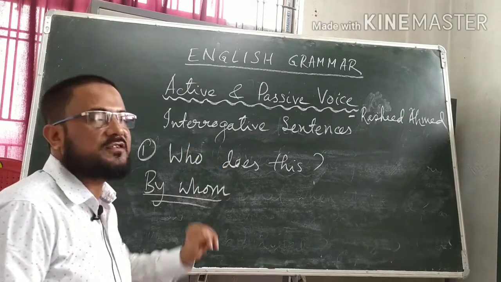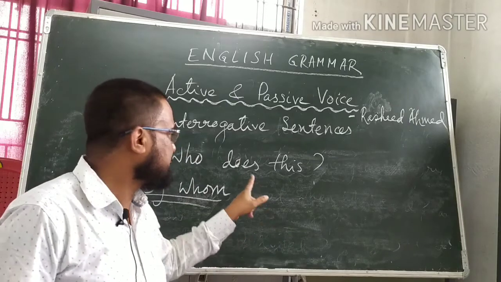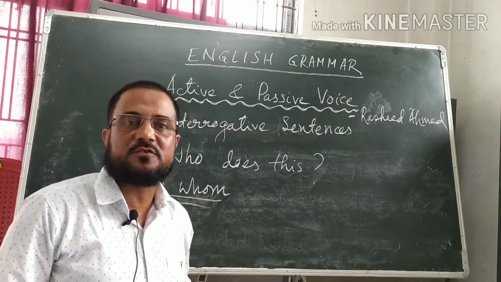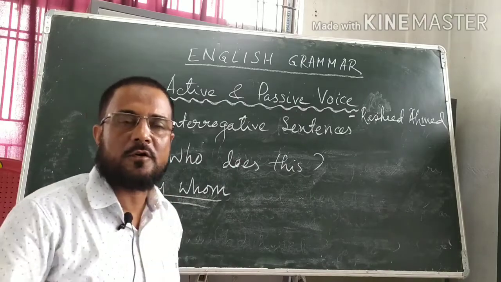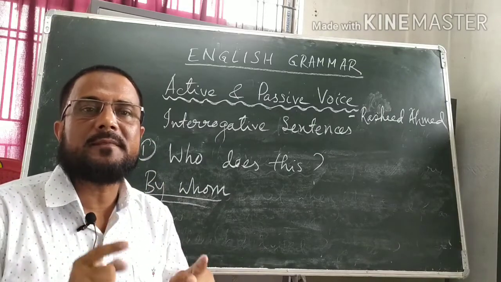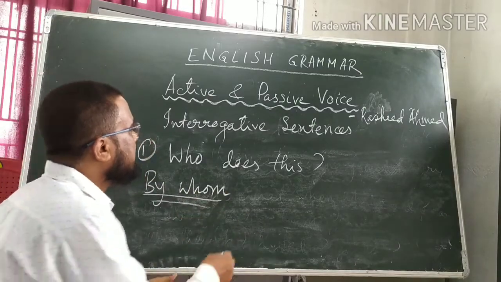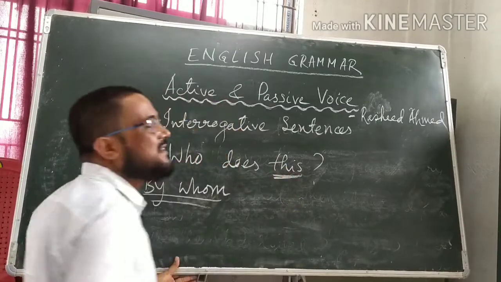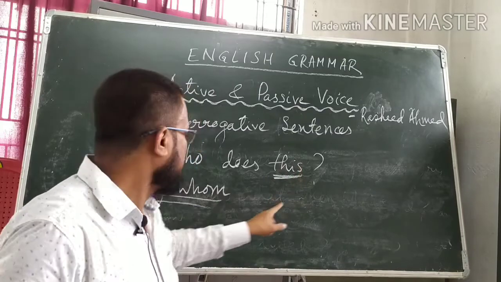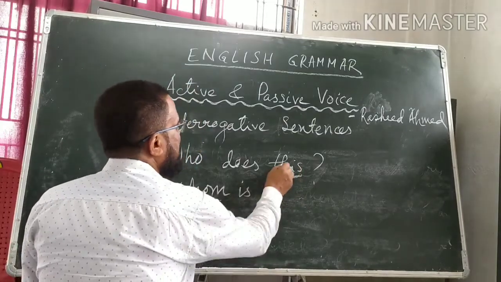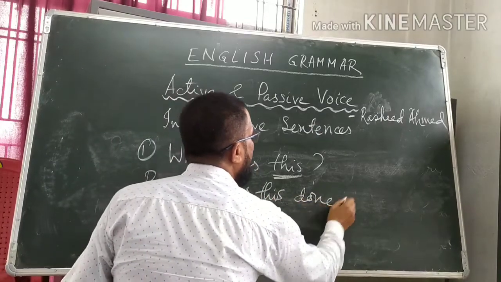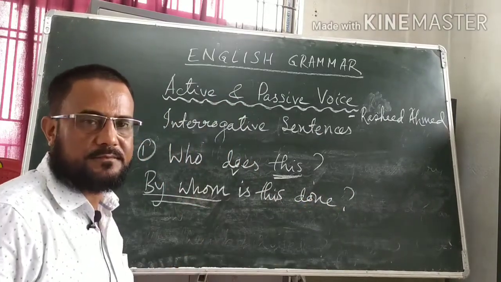Then see the tense. Who does this? Does is the main verb here, simple present tense. In simple present tense, what be verb is used? Be verb is essential for passive voice, we all know. Am, is or are. Out of these, which one will be used here? This will be determined by the object. The object is this, which is third person singular, so is will be used. By whom is this? Then the past participle of the main verb will come: by whom is this done?